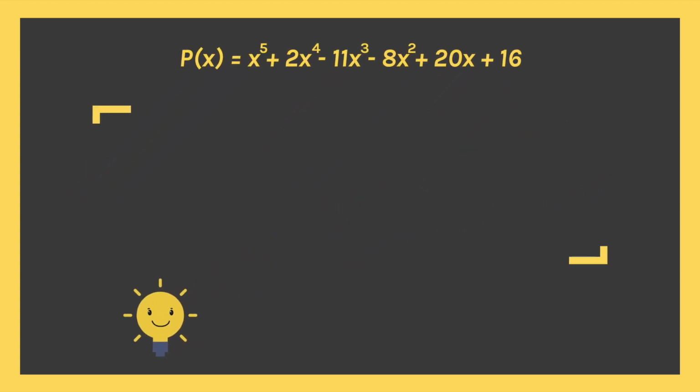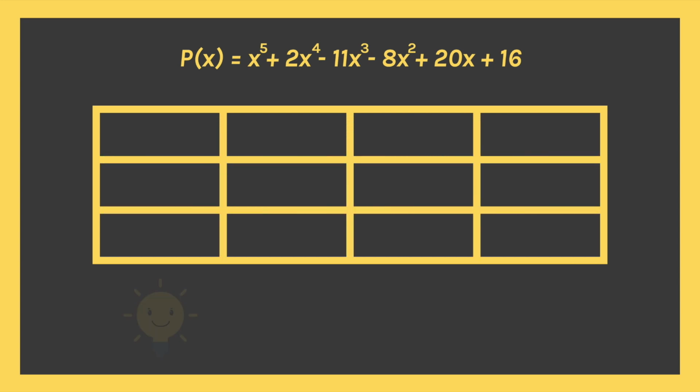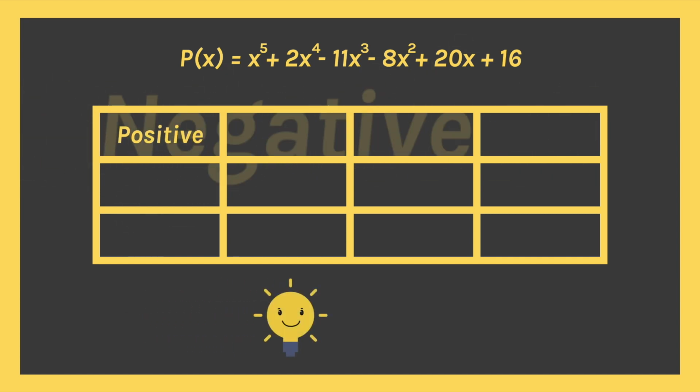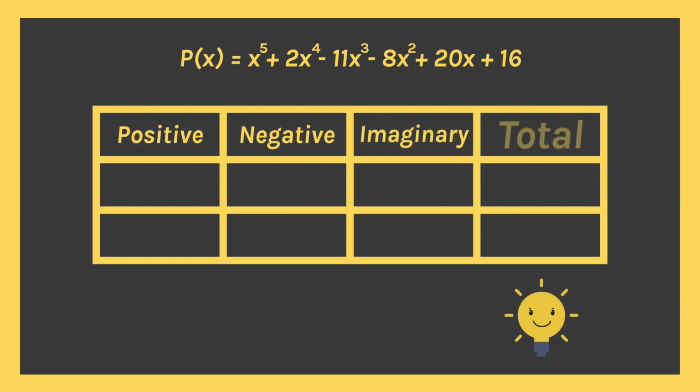The first step is to create a table with 4 columns and at least 1 row. The first column is for the positive real roots, the second column is for the negative real roots, the third column is for the imaginary roots, and the fourth column is for the total number of roots. The total is determined by the highest degree of the polynomial because this indicates the total number of zeros.